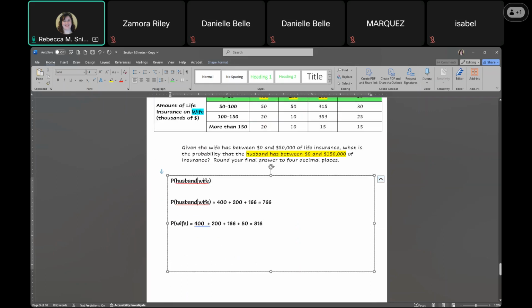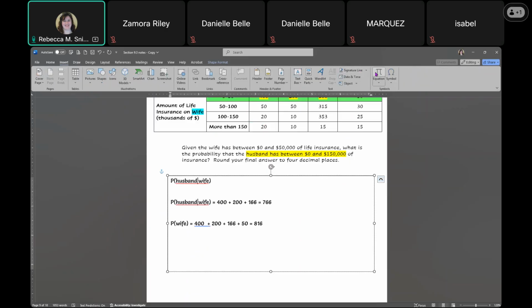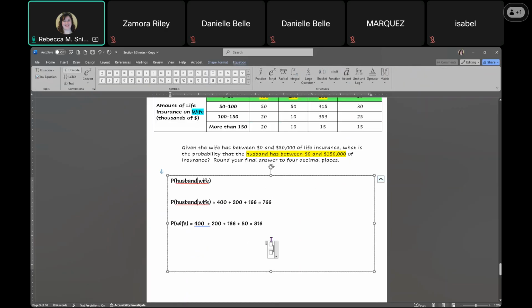The conditional probability comes when you take those two things into account. The probability that we are setting up is the probability of the husband given the wife's insurance condition, over the probability of the wife's insurance. So here this would be 766 over 816, which is going to give you 0.9387 as its probability.